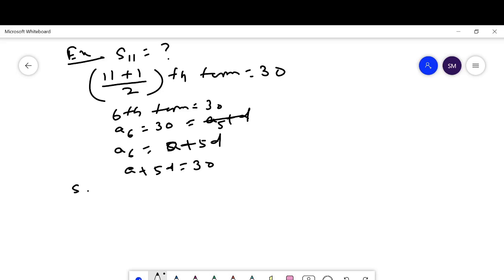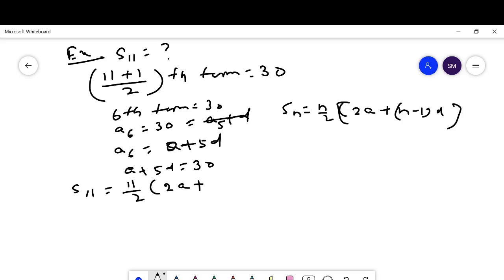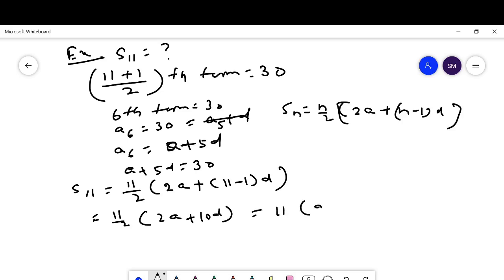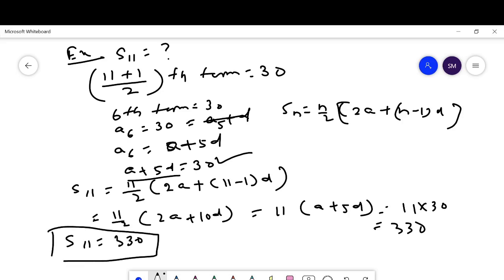Then we have to find S11. Sn is equal to n upon 2 into 2a plus (n minus 1) into d. This is the formula. Then S of 11 is equal to 11 upon 2 into 2a plus (11 minus 1) into d, which is equal to 11 upon 2 (2a plus 10d), which is equal to 11 into (a plus 5d). In place of a plus 5d we can write 30, which is equal to 11 into 30, which is 330. Then S11 is equal to 330. The sum of 11 terms is 330.